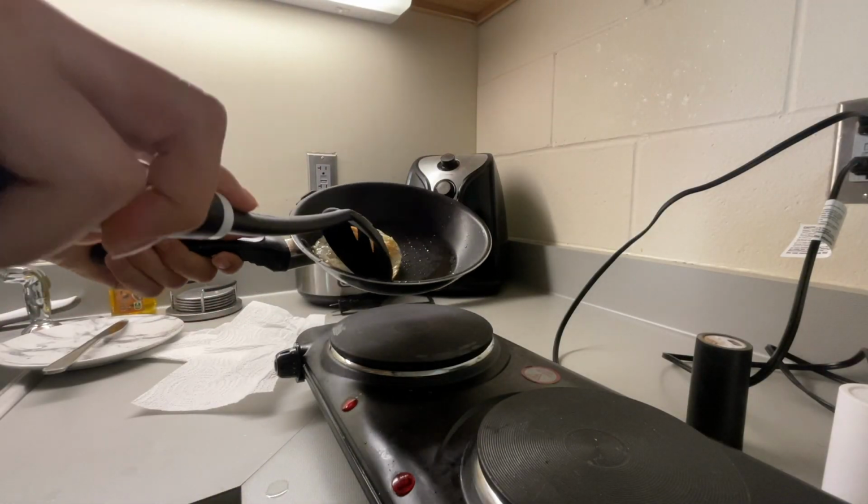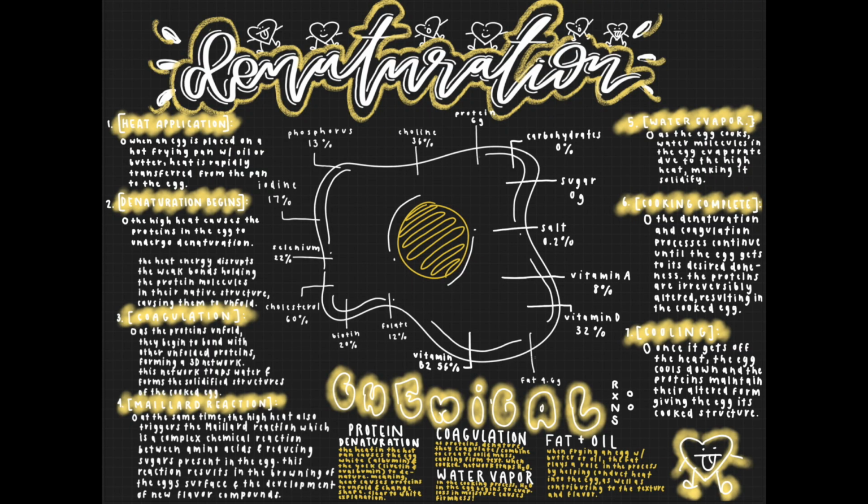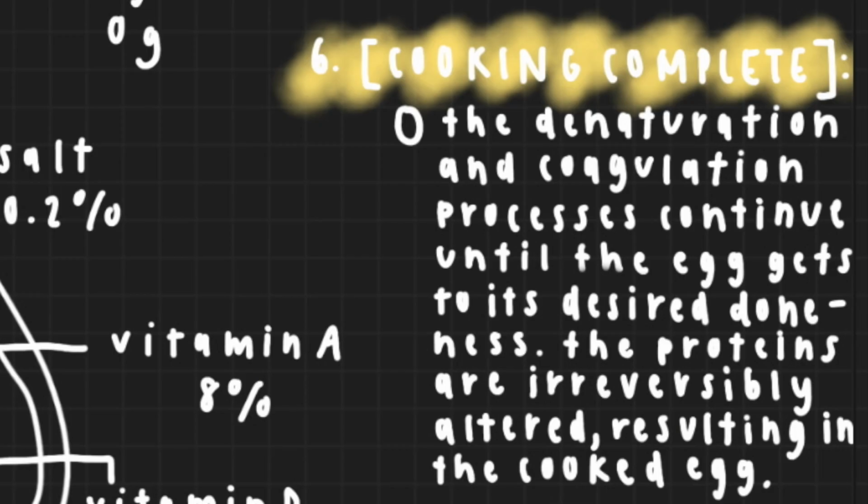Look! Perfect and crisp. Okay, so as we come to the end of this tutorial, we come to the sixth step, which is called cooking complete. It's not really called that, but I guess we just call it that. But basically, the denaturation and the coagulation processes continue until the egg gets to its desired doneness. The proteins are irreversibly altered, resulting in the cooked egg. Basically, this is the cooking stage where you decide how you want your egg to be cooked and how well done you want it to be cooked.